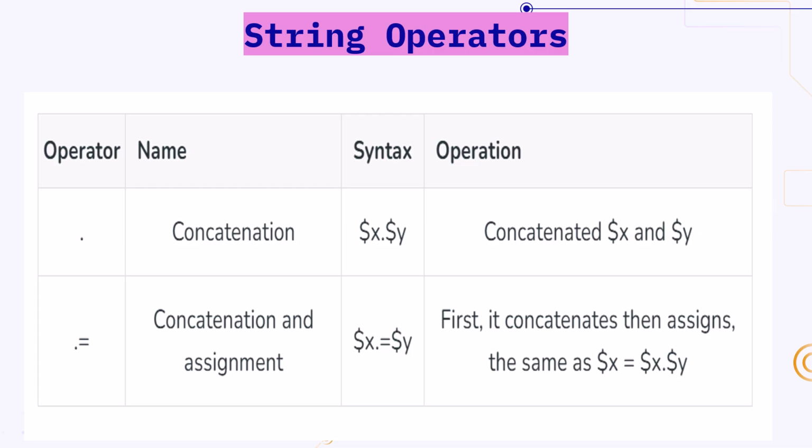String operators. The string operator is used for the concatenation of two or more strings using the concatenation operator dot. So dot is used for concatenation in strings. We can also use the assignment operator, that is dot equal to, to append the argument on the right side to the argument on the left side.